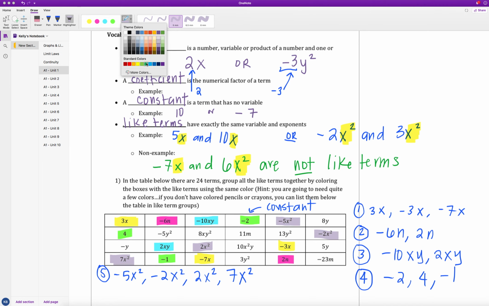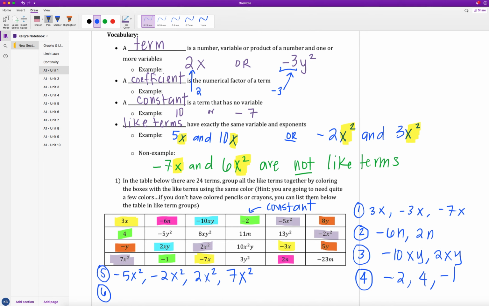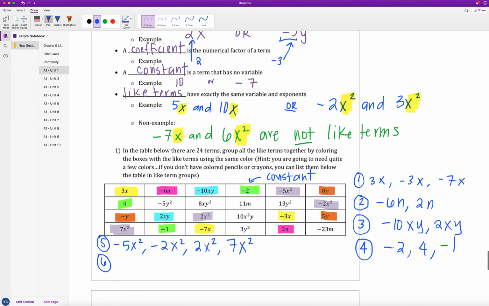Okay, I'm going to need another highlighter color. Why don't we use orange this time? So I'm going to look for the y's now. So for the 8y, let's see if there's any other ones. The negative 5y squared is close, but again, I need the exponents to match, so that won't work. I have a negative 1y or a negative y. That will be a like term, and so will 5y. So that will be our sixth group. If I can fit it here, let me scroll down a little bit. So we have 8y, negative y, and 5y.